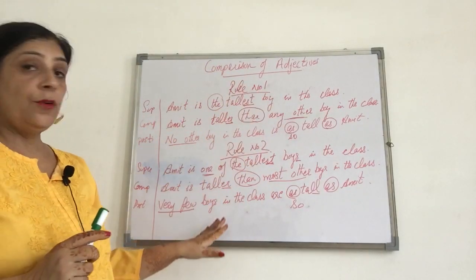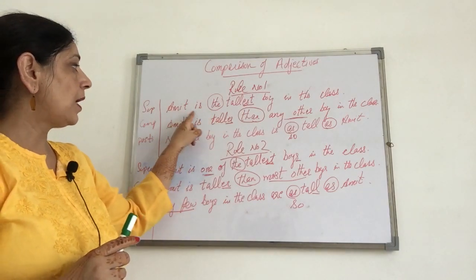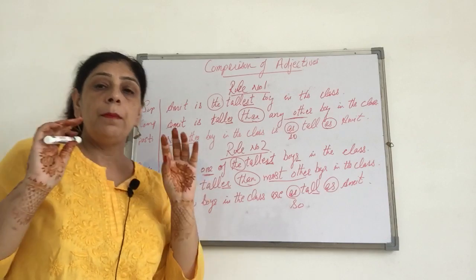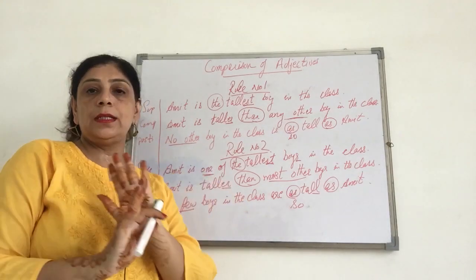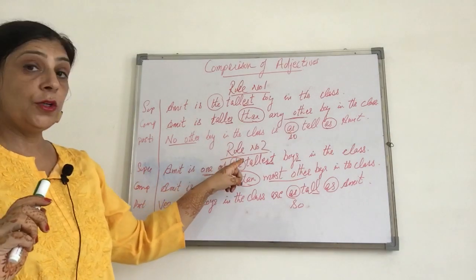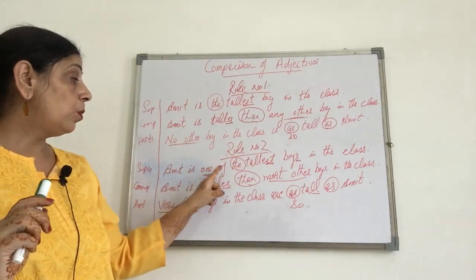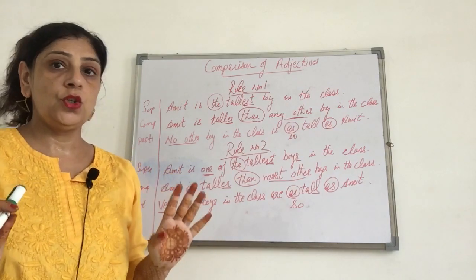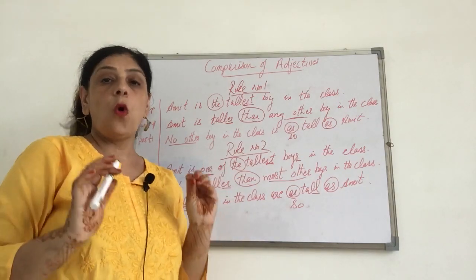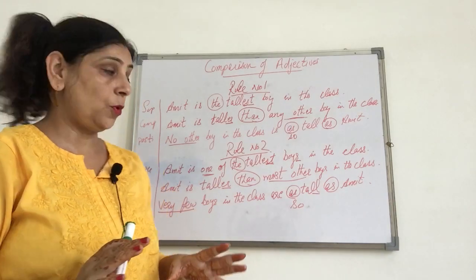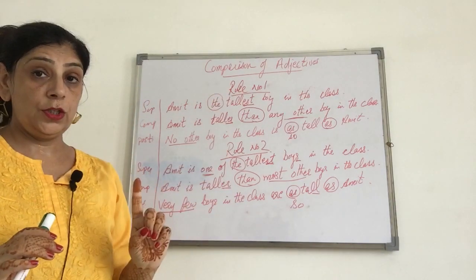Rule number 1 and rule number 2. Rule number 1 says Amit is the tallest boy in the class. That means Amit is the tallest, there is no one taller than him in the class. Whereas rule number 2 says Amit is one of the tallest boys in the class. That means Amit is not the only one who is tall. Like Amit, some other boys are also tall. So he is one of the tallest boys. This is the difference between the two.